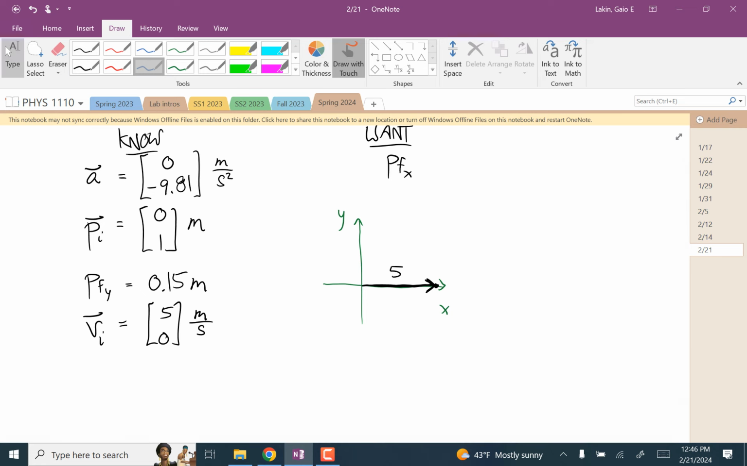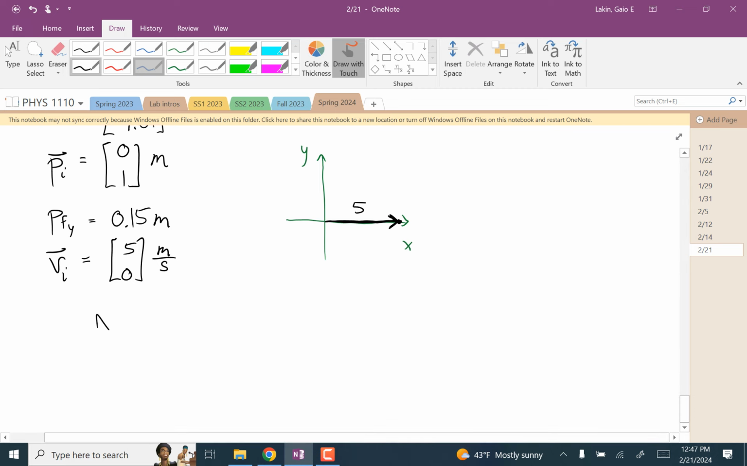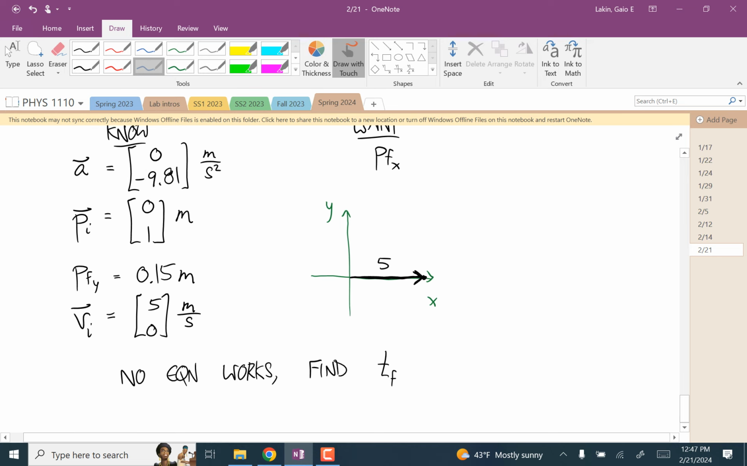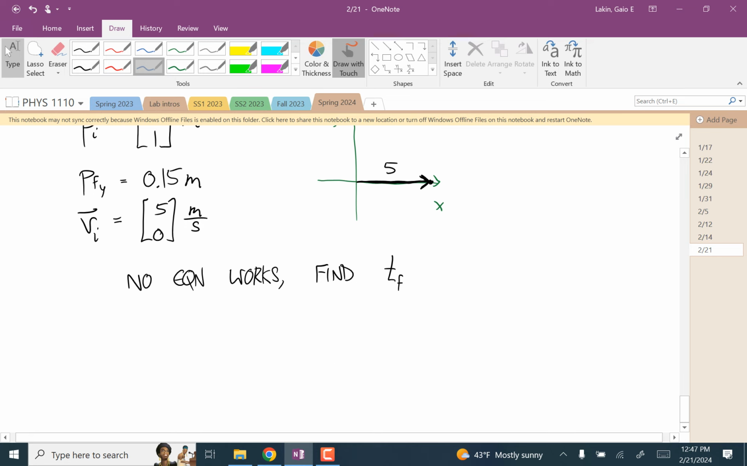All right, so no equation works. And so we're going to start by finding time final. Well, we can do that using this equation. PFY is equal to PIY plus VIY TF plus 1/2 AY TF squared.